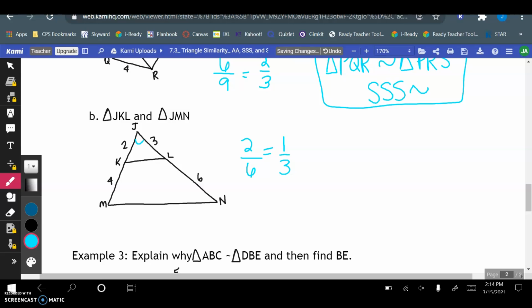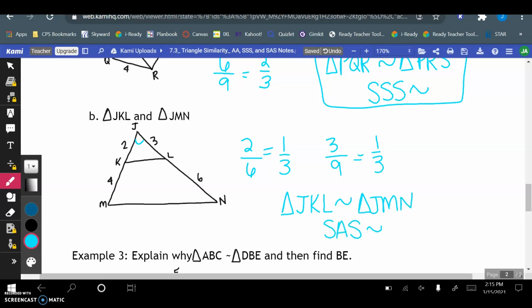And then on the other side, we have to do JL, which would be 3. And then J to N would be 9. And 3 over 9 is 1/3. So the two sides are proportional and the angle in the middle is the same. So we can say triangle JKL is similar to triangle JMN, and that's because of the side-angle-side similarity.